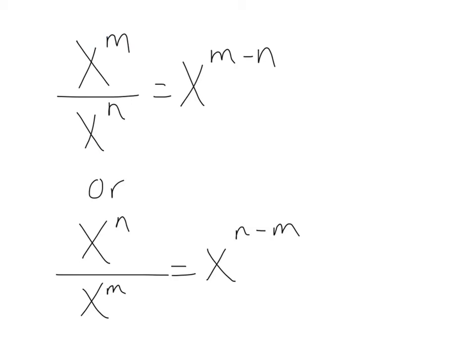And similar to when we multiplied, when we had the same bases, we added the exponents. So now if we have the same bases and we're dividing, we're going to subtract the exponents. So we would take this exponent minus this one, or if the n is on top, we would take n minus m.